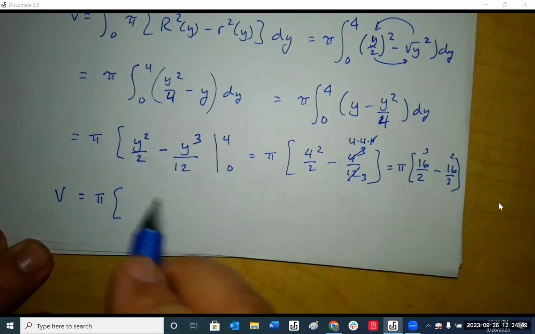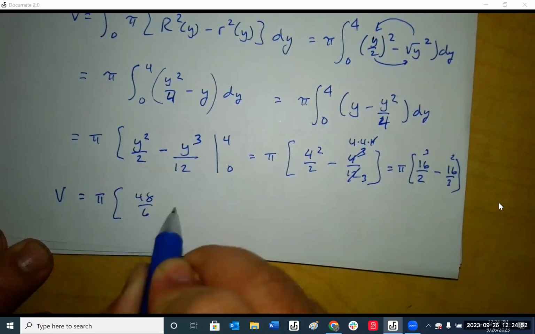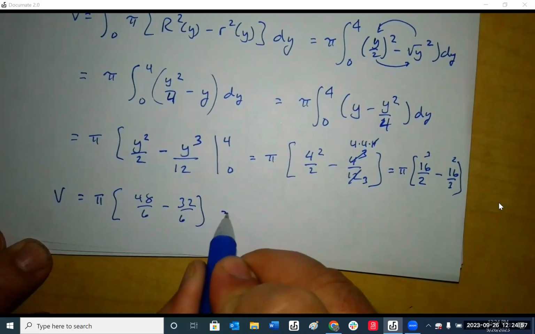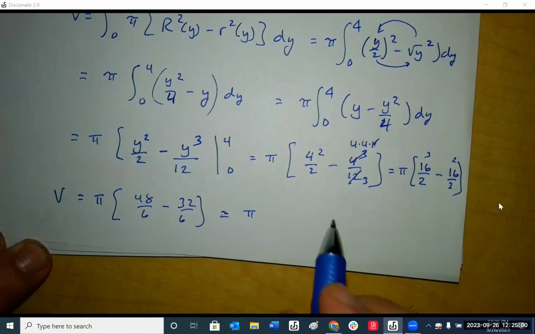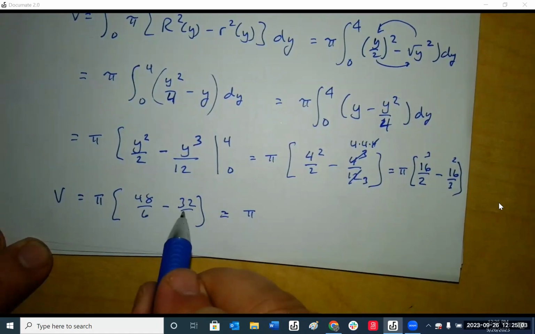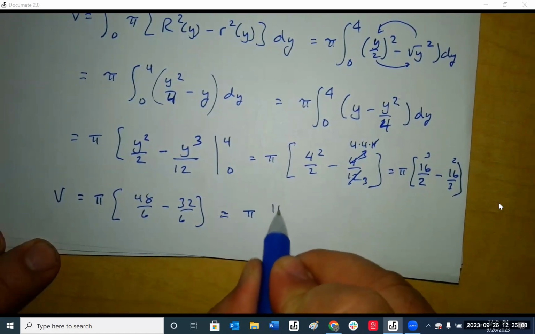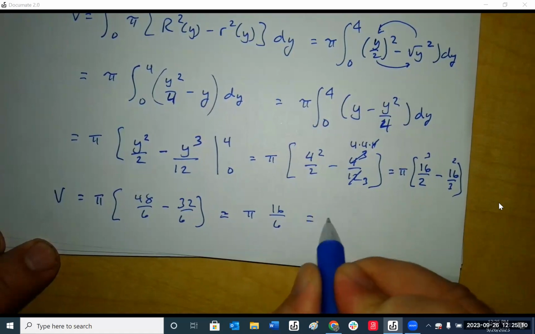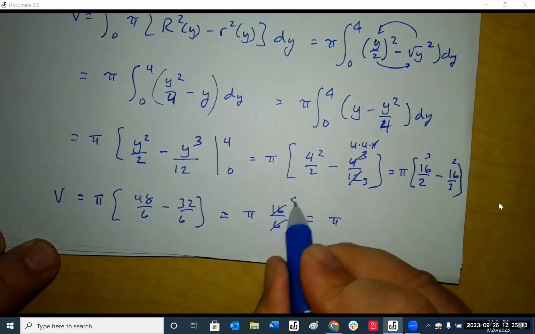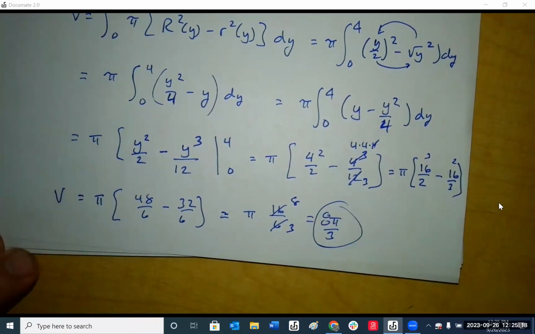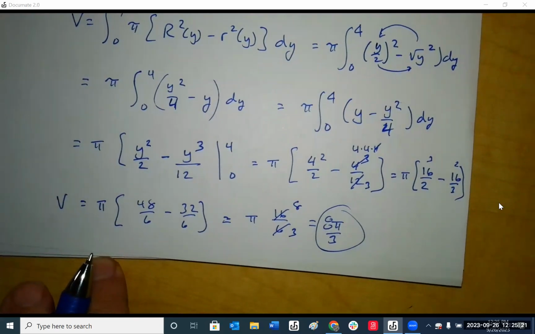Multiply by 3 by 2. 48 over 6. 32 over 6. 48 minus 32 is 16 over 6. So it's 8 pi over 3. Ta-da! That's all there is to it.